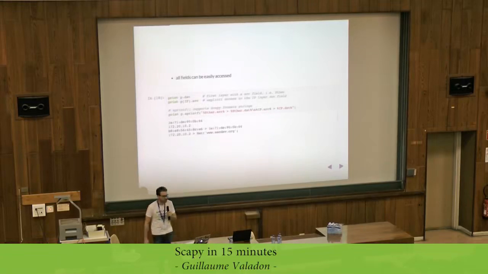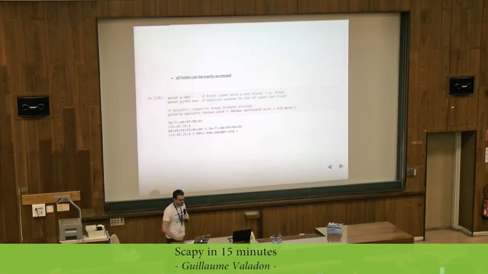All fields can be easily accessed. So I have a packet, it's an object, and I can do p.dst in order to get the first layer with a destination field. In this example, that's Ethernet. And I can also explicitly access the IP layer with a square brackets notation, p[IP].src. I will get the source address of the IP layer.